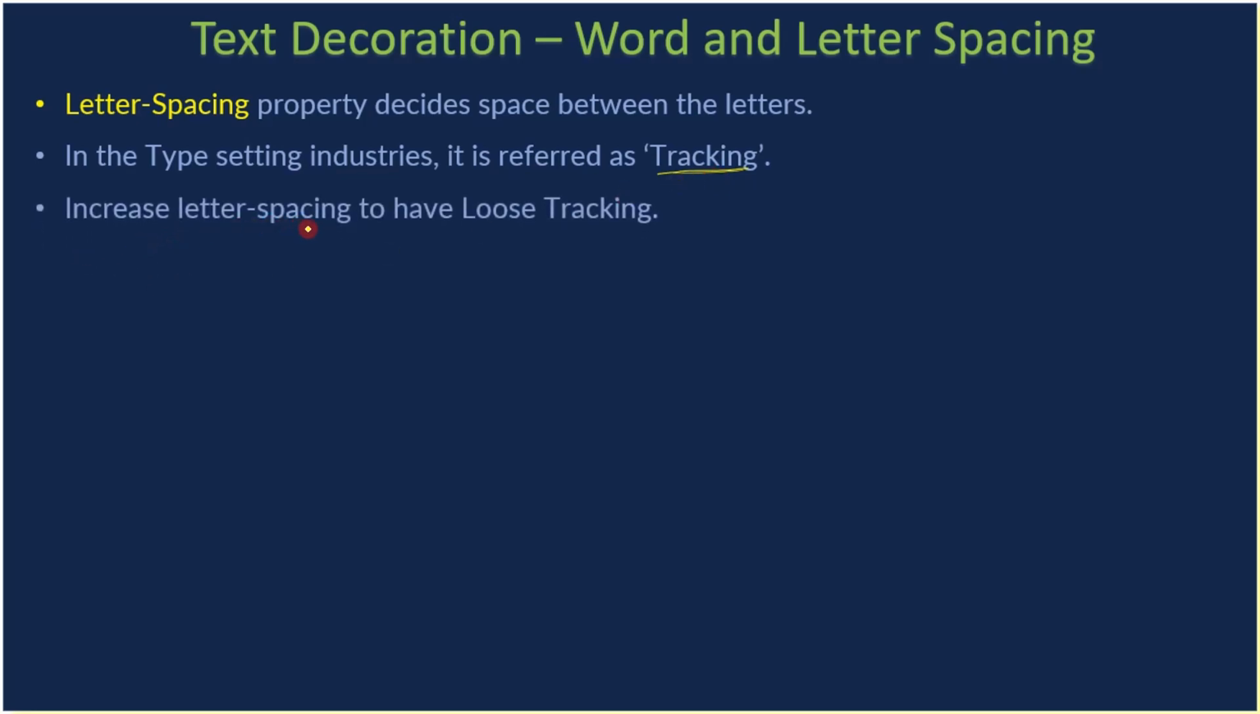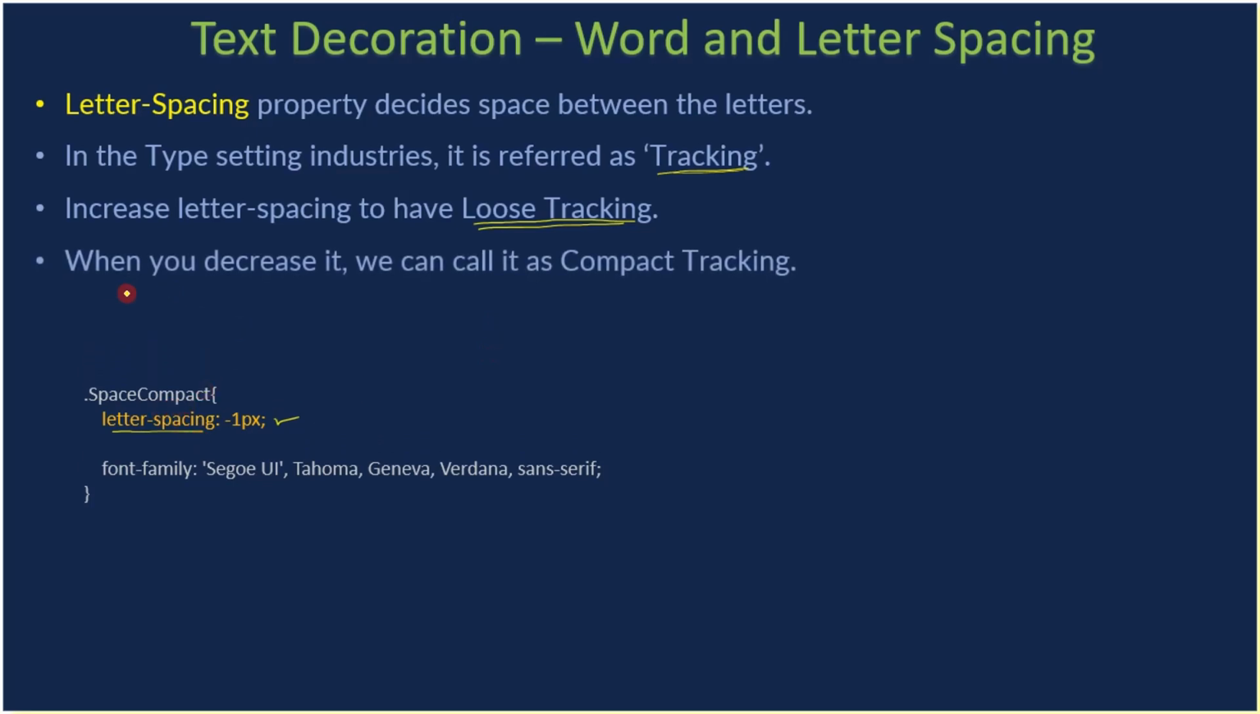So increase letter spacing to have loose tracking. So letter spacing means here between the letter, if you increase the space, we will call that as loose tracking. And here if you see space compact, letter spacing 1 pixel. So the property what we are using here is letter spacing, and here we are using minus 1 pixel. So that's for compact. When you decrease it, we call it as compact tracking.